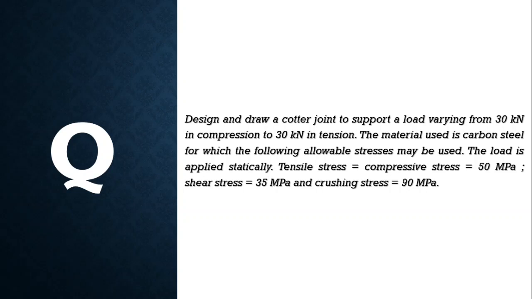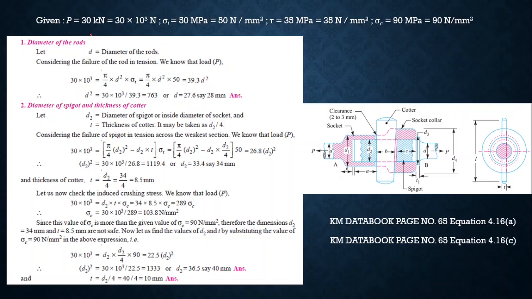Tensile stress is equal to compressive stress is equal to 50 megapascal. Shear stress is equal to 35 megapascal. And crushing stress is equal to 90 megapascal. Here given P is equal to 30 kilonewton, that's equal to 30 into 10 raised to 3 Newton. Then sigma t, allowable tensile stress, is equal to 50 megapascal, that's equal to 50 Newton per mm square. Then shear stress 35 megapascal, that's equal to 35 Newton per mm square. Crushing stress is equal to 90 megapascal, that's equal to 90 Newton per mm square.